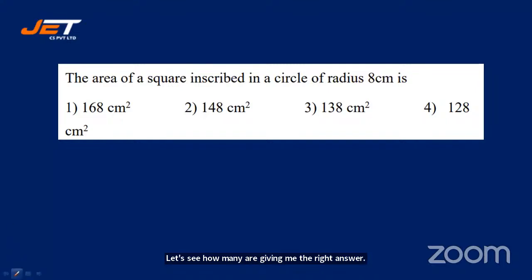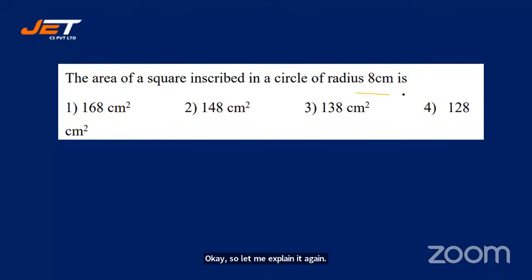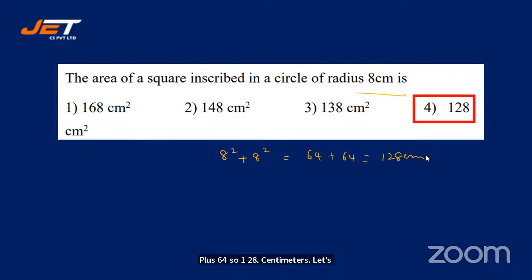Okay. So let me explain it again. For one circle, it should be the square of this radius plus radius. So 64 plus 64. So 128 centimeter. Yes, it is. Option 4 is the correct answer. All right, let's see how many are giving me option 4.